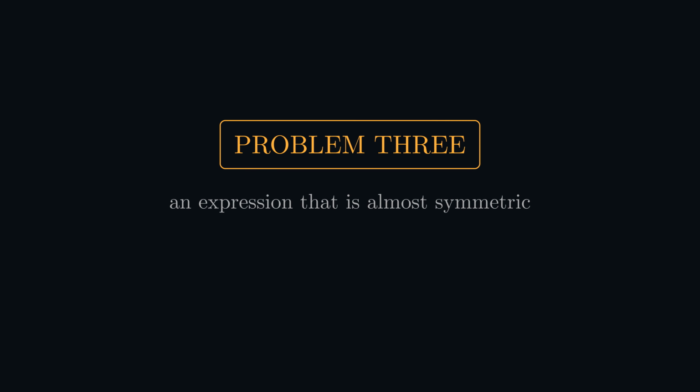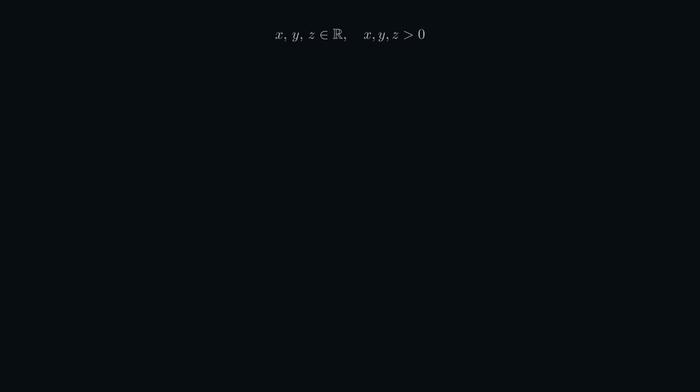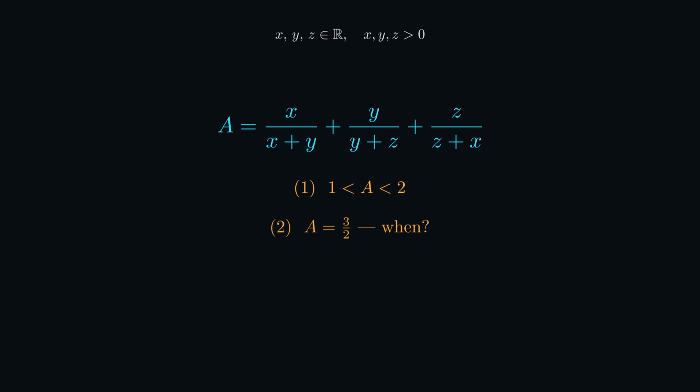Problem 3. An expression that looks symmetric and is not. 3 positive numbers. Build this. X over x plus y, plus y over y plus z, plus z over z plus x. Call the whole thing A. 2 questions about it. First, show that A lies strictly between 1 and 2. Second, find exactly when A equals 3 halves.